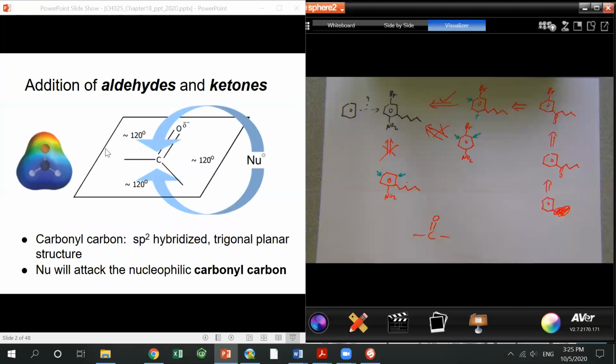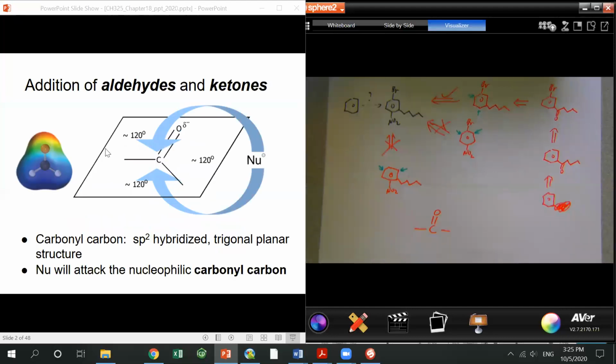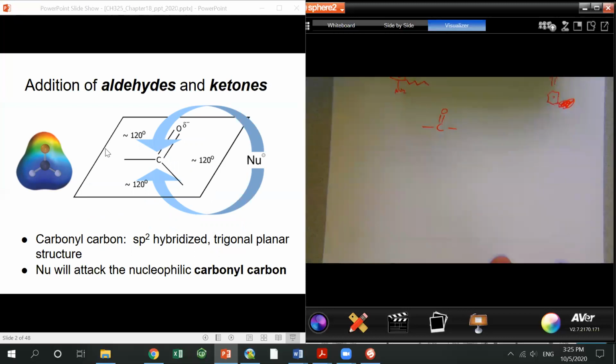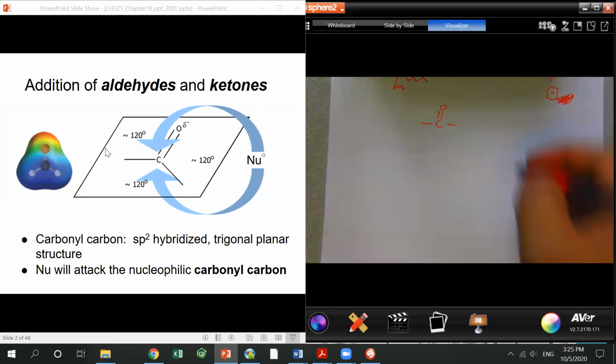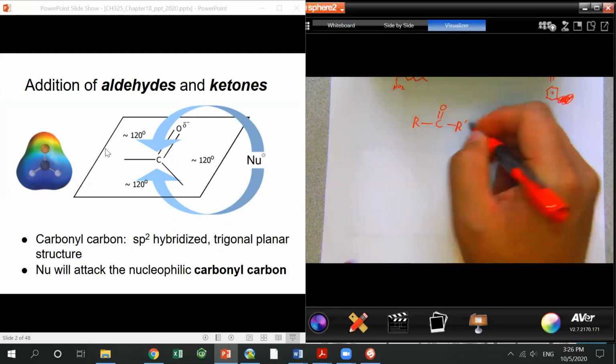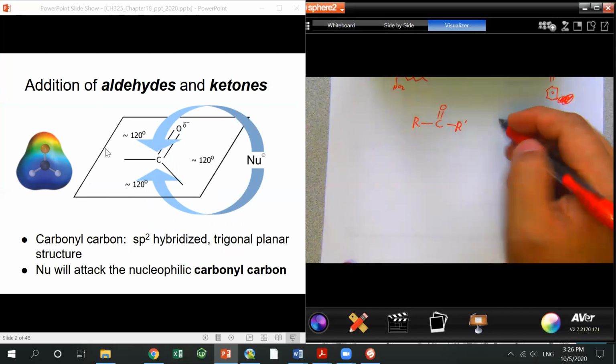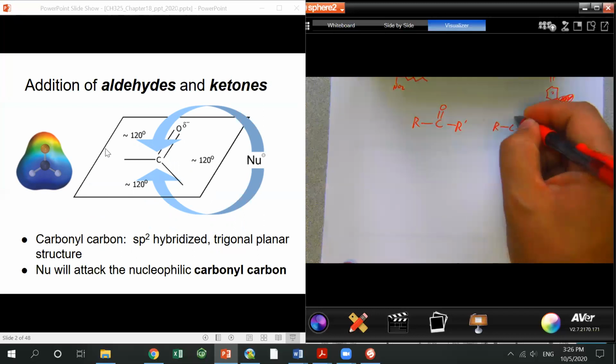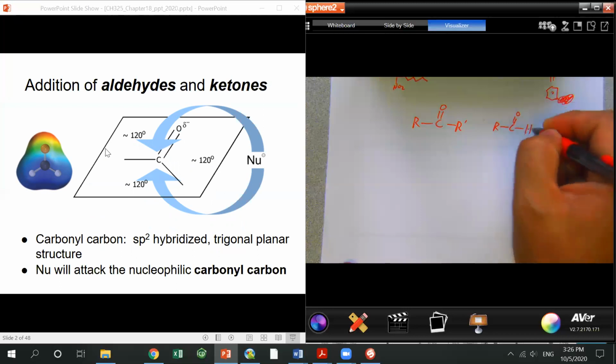Like I said, in this chapter we just learn reactions of aldehydes and ketones. You should remember them: for a ketone, you have two alkyl groups connected to the carbonyl group, and for an aldehyde, one alkyl group and one hydrogen.